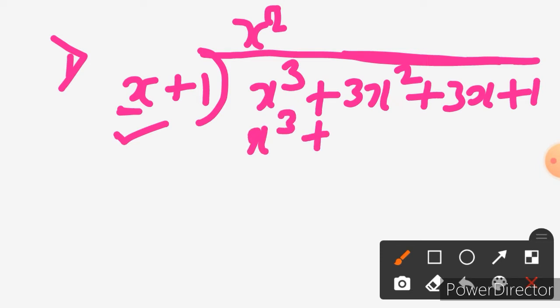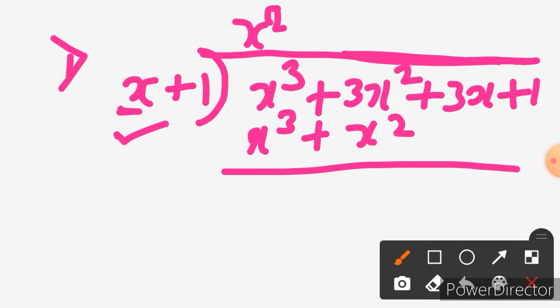Plus, again you should not forget plus 1 here. You should again multiply 1 and x square, otherwise you will get the wrong answer. So plus 1 into x square is plus x square. That's it. We don't have any further terms in the divisor, so you can stop here.